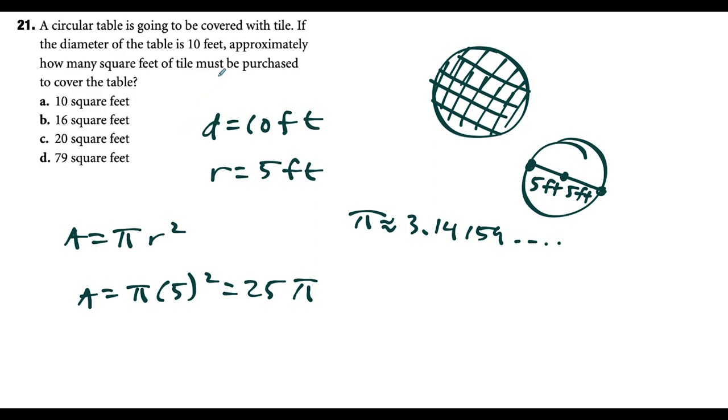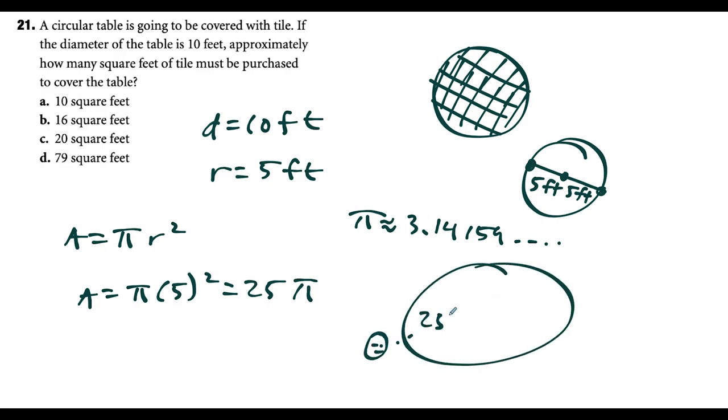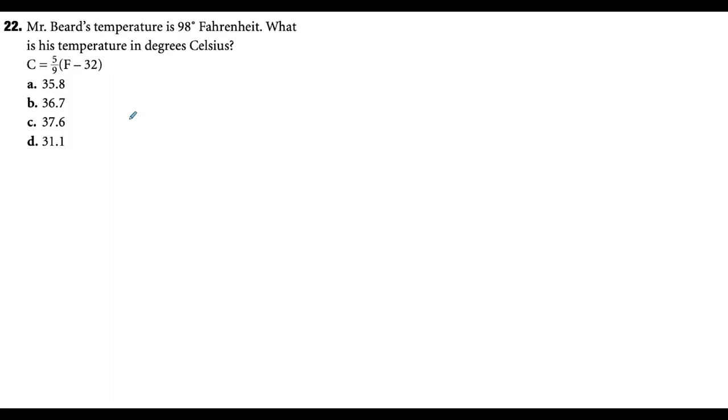How many square feet of tile must be purchased to cover the table? Well, I just think of this as 25 in my head. I say 25 times 3 point something is roughly 75 plus some small amount. So looking at these, the only one that's reasonably close to 75 plus some small amount is going to be choice D.